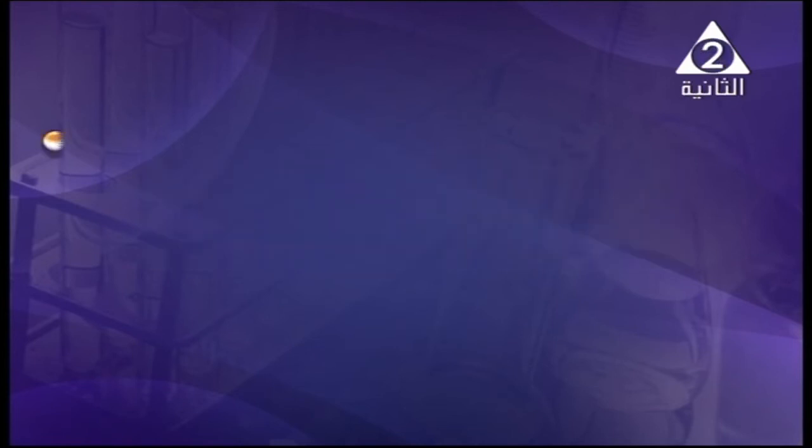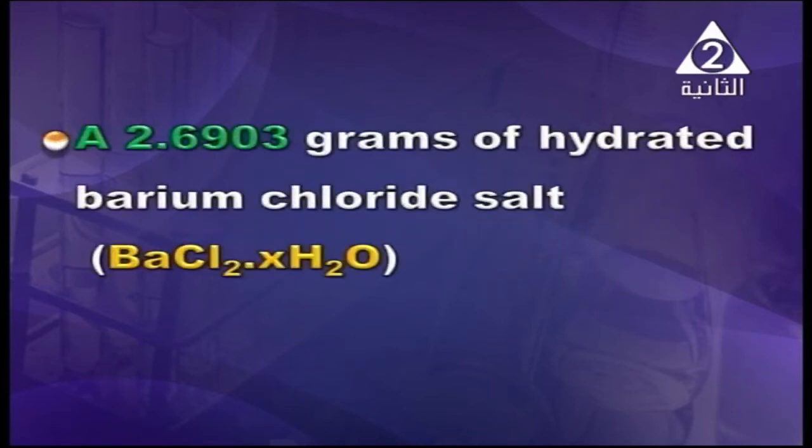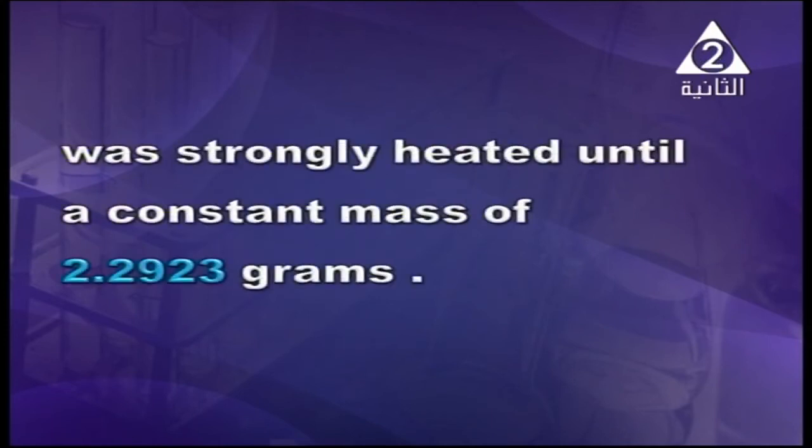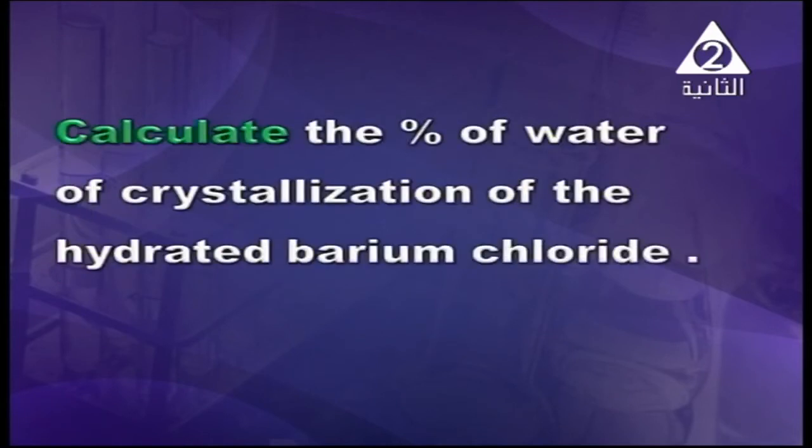Catch the example now. This example tells me about 2.6903 grams of hydrated barium chloride salt. What is its formula? BaCl2.xH2O. After that, it was strongly heated until a constant mass. This constant mass equals 2.2923 grams. It's good. Heated here means get rid of water, so I say strongly heated. After that, calculate the percent of the water of crystallization of hydrated barium chloride.